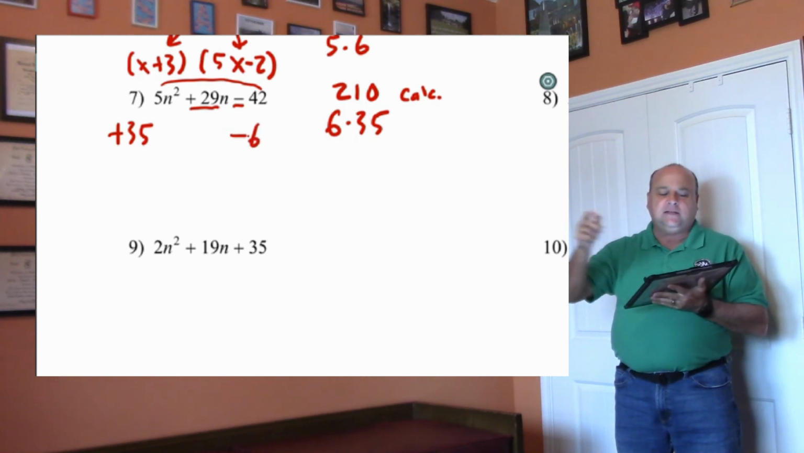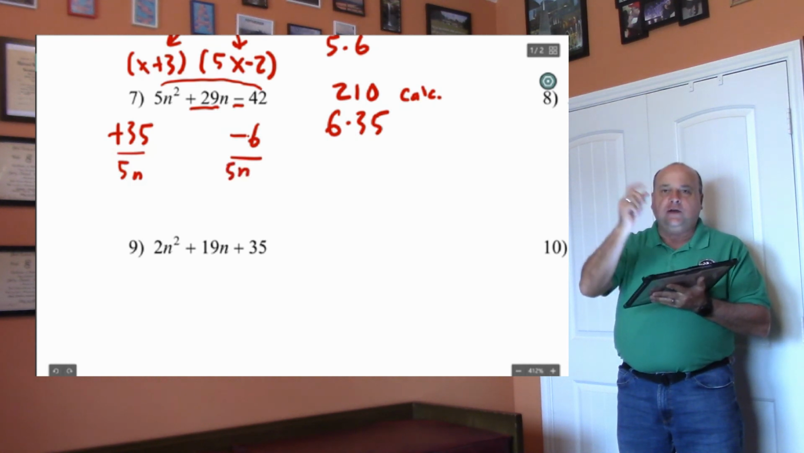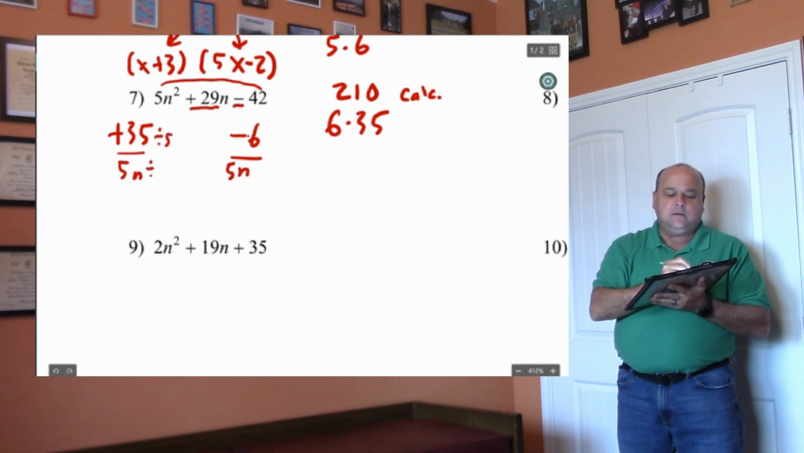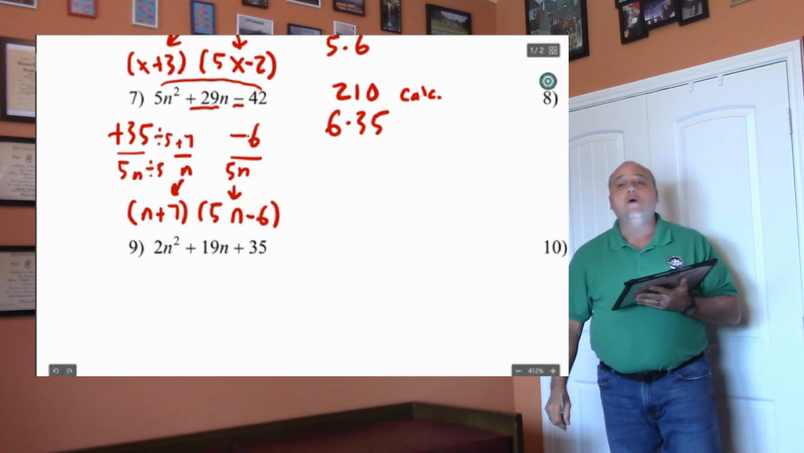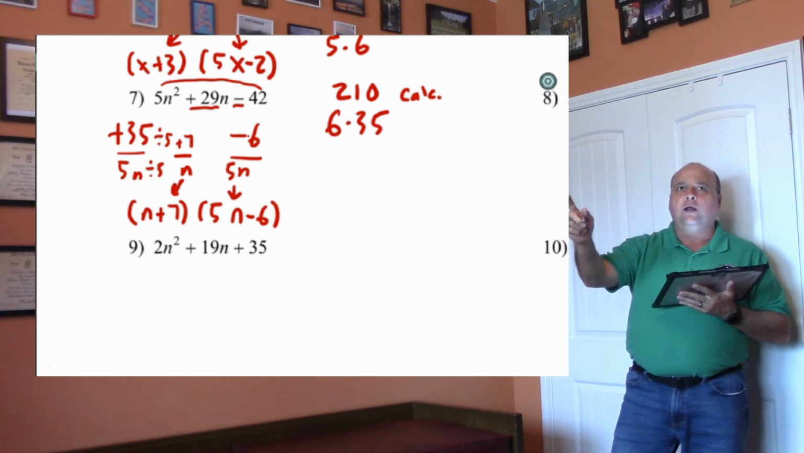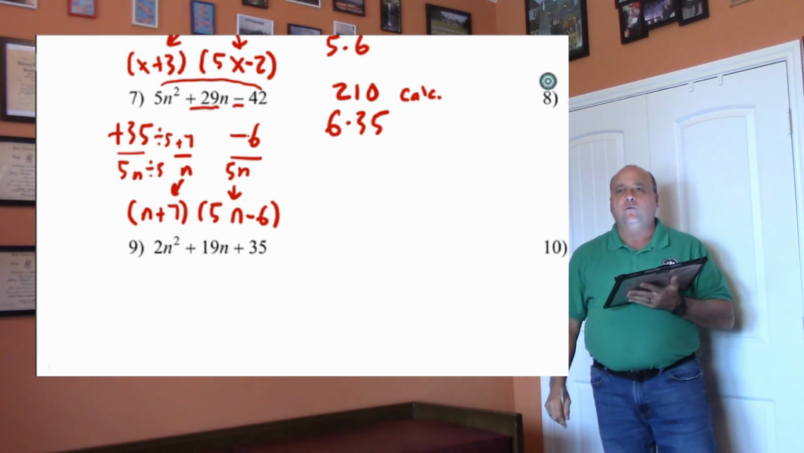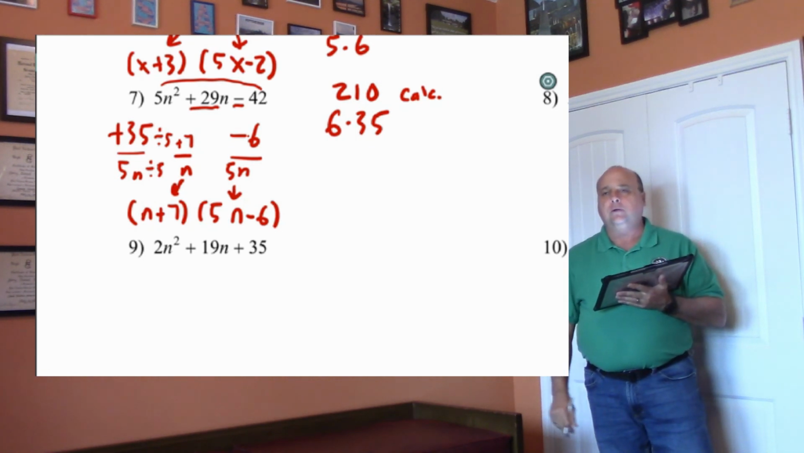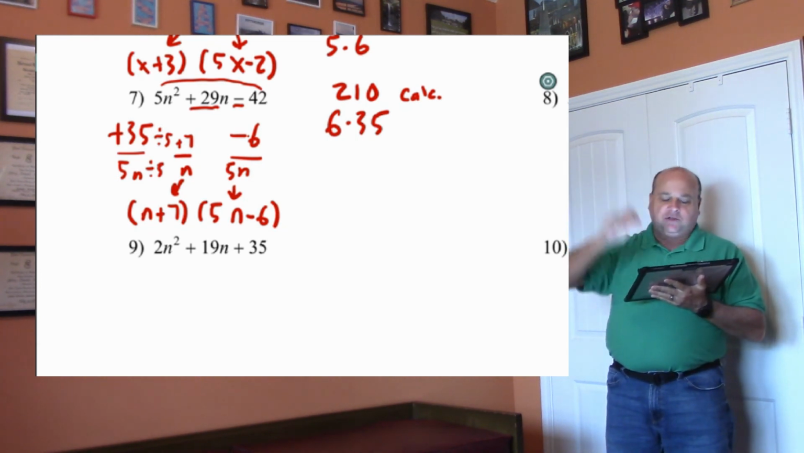The opposite of multiply is divide. I'm going to divide both of these by 5n. Usually the one on the left simplifies, and I'm going to get plus 7 over n, right? This is going to be my parentheses. So I'm going to have n plus 7 times 5n minus 6. If we did the full multiplication in our brains and worked it out, we would get 5n squared plus 29n minus 42. It would all work out, okay? You're going to repeat these steps over and over. Let's go to the next one.